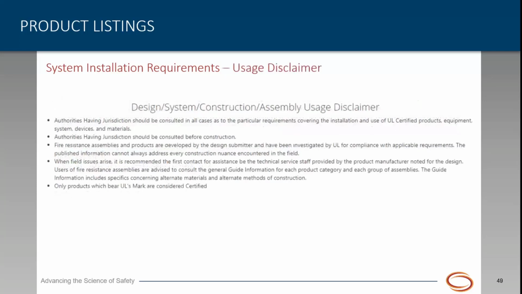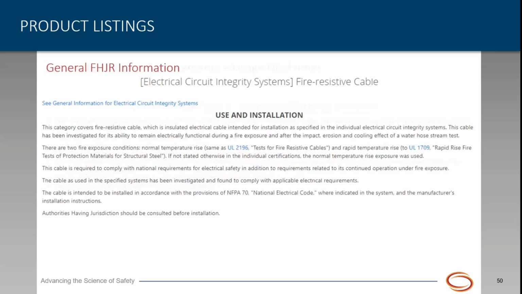And this UL product file may contain more or somewhat less information for your specific type of manufacturer, but the above is typical of what can be found under that FHIT listing page. Now, I do want to point out that UL provides a usage disclaimer on their website for these installation instructions, and they usually look something like this. First, the installer is pointed to the AHJ for quote-unquote particular requirements of installation and shall be consulted before construction. And second, the published information cannot address every construction nuance. You have to call the manufacturer and not call UL, is what these say.